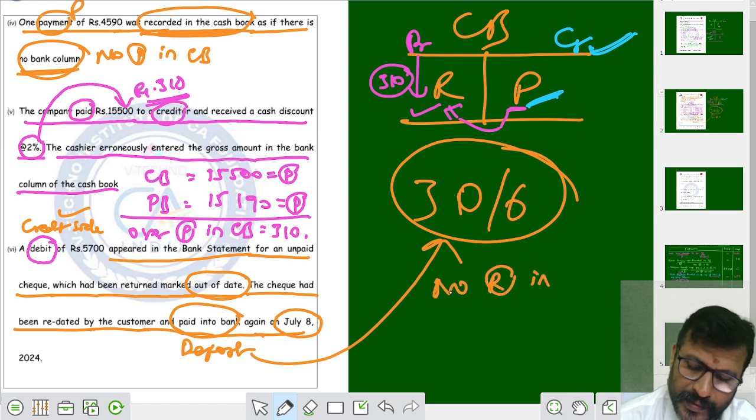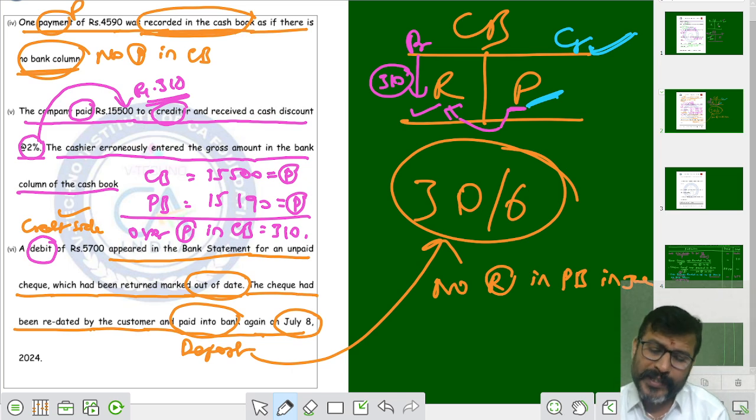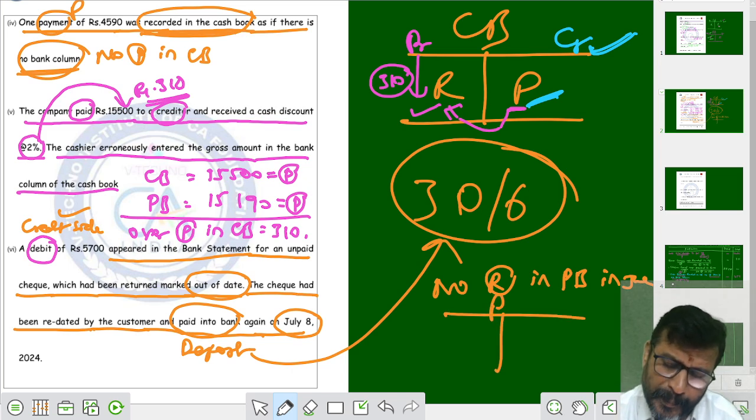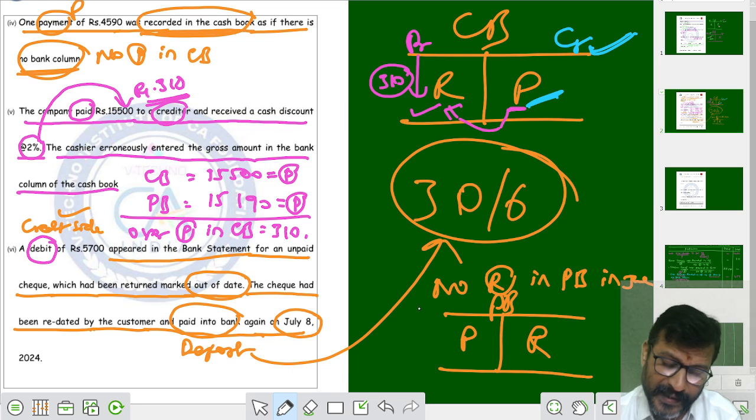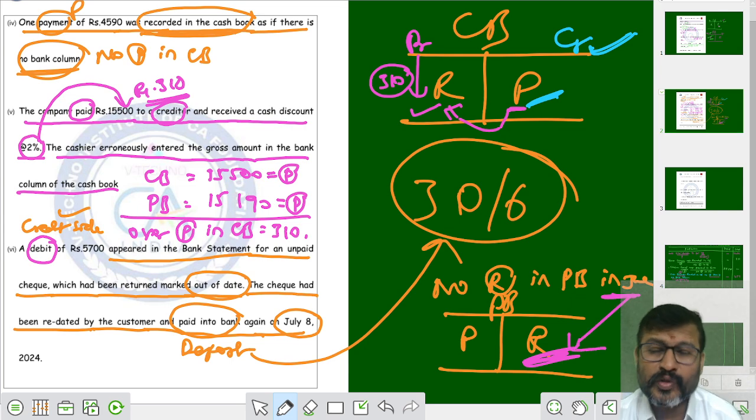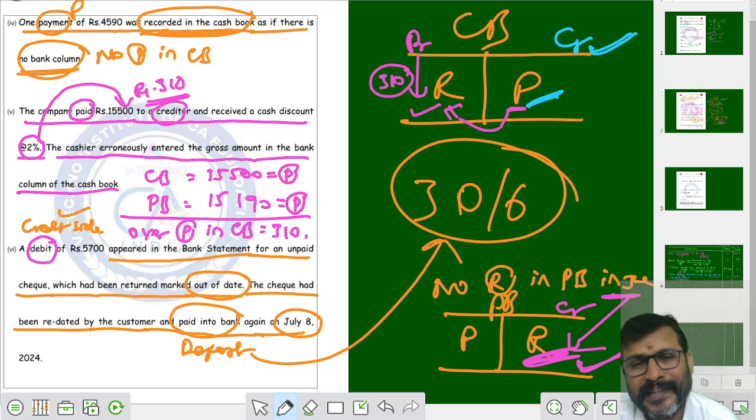No receipt in the passbook in June. No receipt in the passbook means, in the passbook, receipts come on the credit side and payments on the debit side. Now he is telling that there is no receipt in the passbook in the month of June. In the month of June there is no receipt. No receipt means no credit. So where do we have to take it? We have to take it on the credit side.